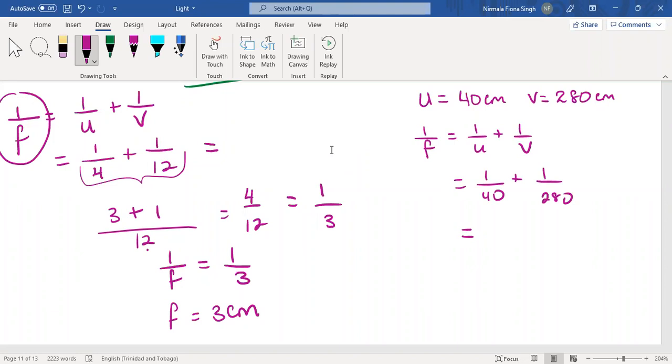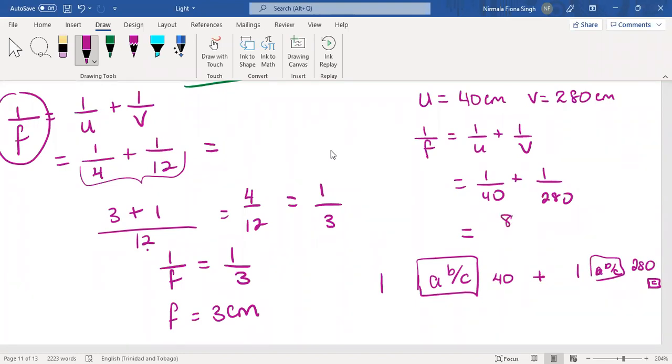Now, if you have your calculator out, you can use the fraction function on your calculator. Your fraction function usually looks like this. Have you all ever seen this button on your calculators? Yes. So you can press 1, ABC, 40, plus 1, ABC, 280, and hit the equal sign. And you all should get 8 over 280.